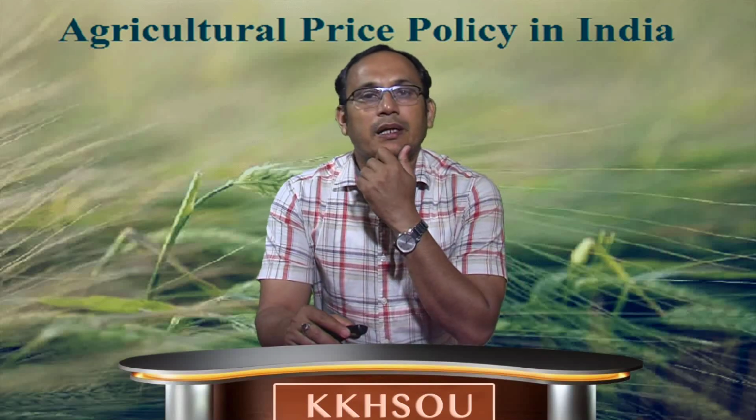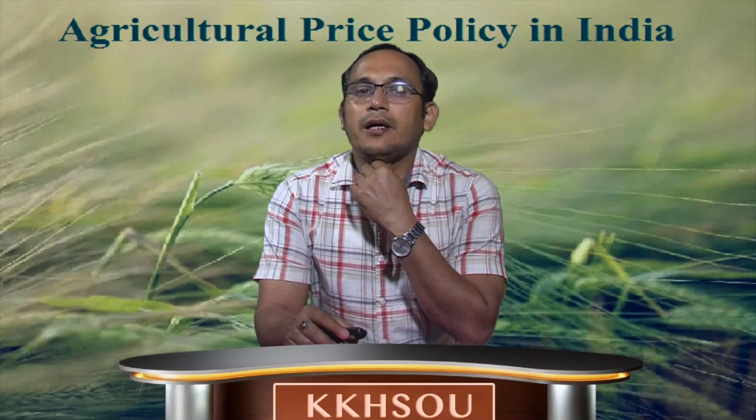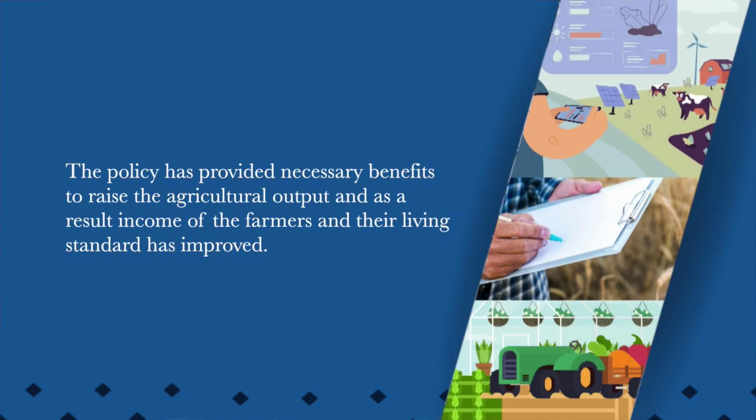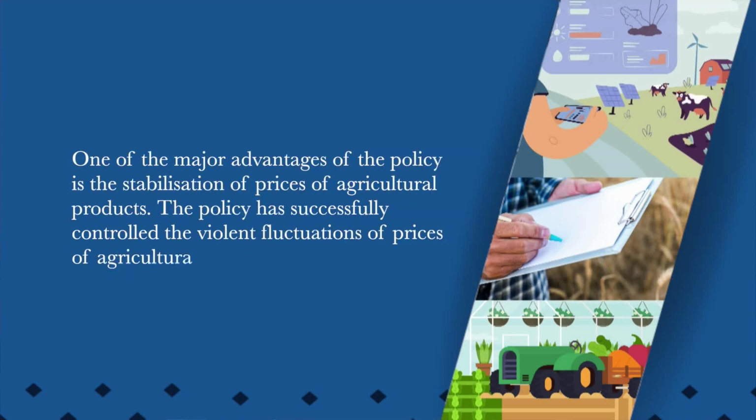The advantage of agricultural price policy in India can be explained by the fact that it has provided necessary benefit to raise the agricultural output, and as a result, income of the farmers and their living standard has improved. Another important advantage is the stabilization of prices of agricultural product. So agricultural price policy has successfully controlled the violent fluctuation in prices of agricultural product.